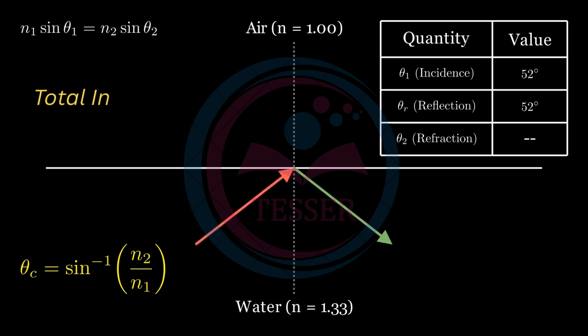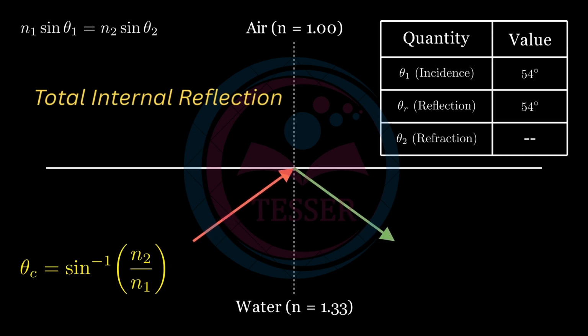Beyond this point, refraction is no longer possible. When the incident angle exceeds the critical angle, light reflects entirely back into the denser medium. This phenomenon is known as total internal reflection. Once again, this is not a new rule, it emerges naturally from Fermat's principle.